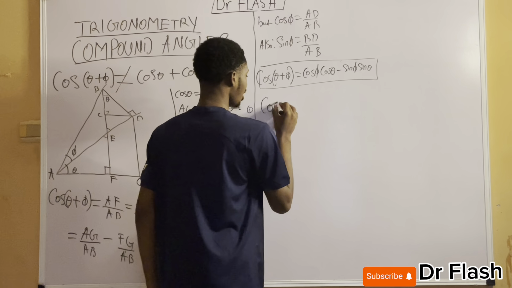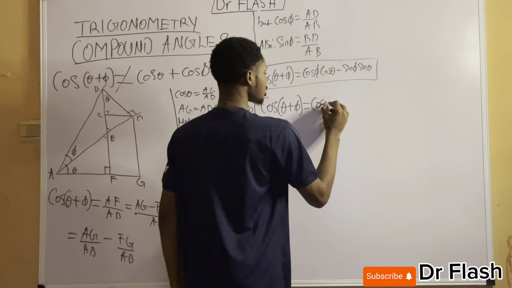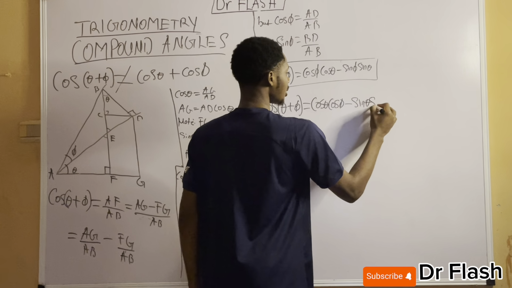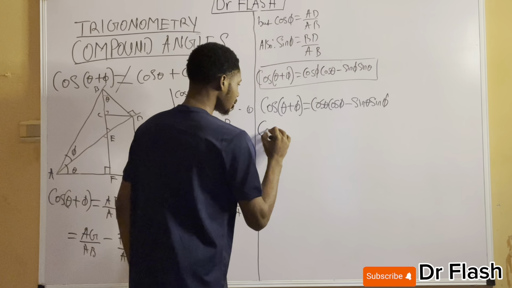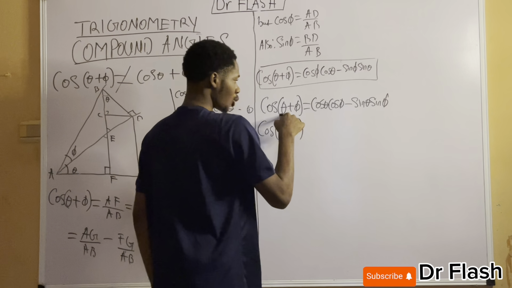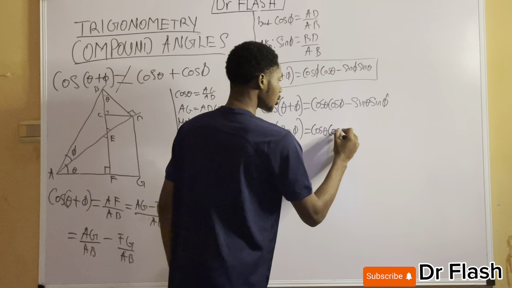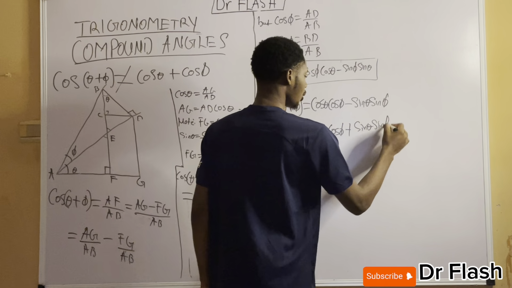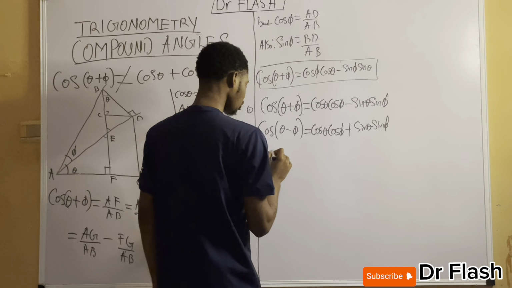First one is, if we have cosine of theta plus phi, it is equal to cosine theta times cosine phi minus sine theta times sine phi. That is how it is being done. And then cosine of theta minus phi. In this case, when we're having a minus, all we have to do is change this one. So it becomes cosine theta cosine phi plus sine theta sine phi.